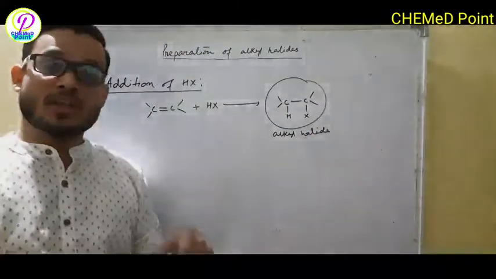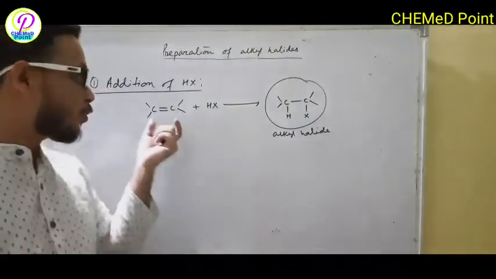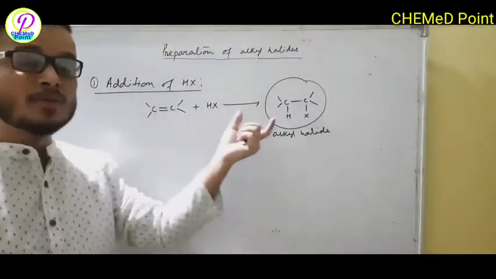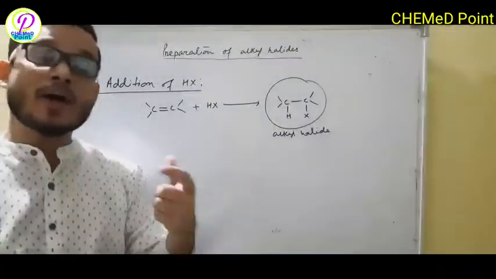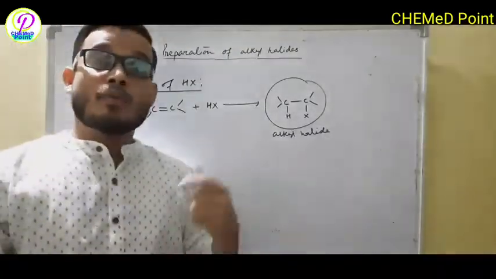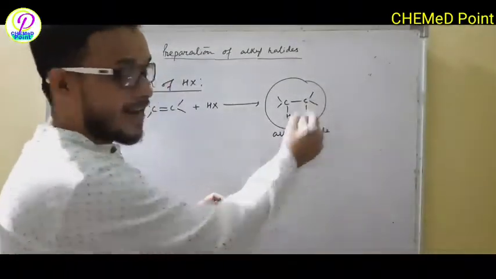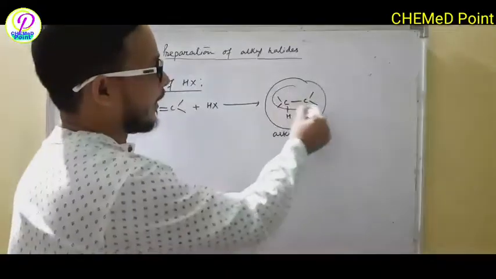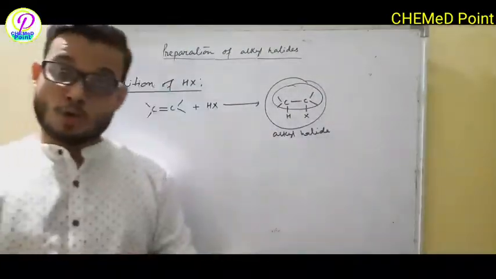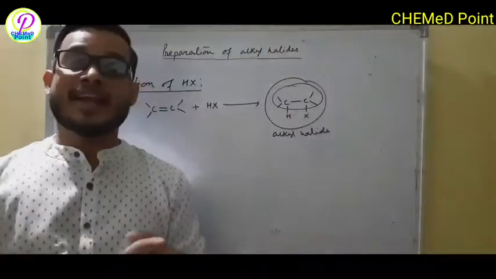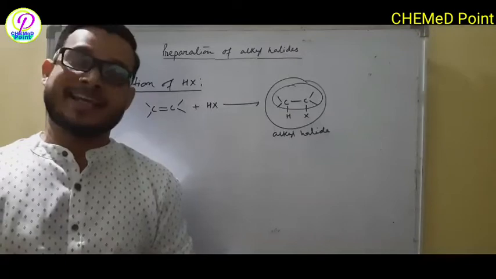So from this reaction we can say that the addition of hydrogen halide to the alkene molecule gives us monohalo compounds, that is monohaloalkanes. Why is this a monohaloalkane? Because one halogen atom is attached to the carbon of the alkyl group. That's why it is a monohalo compound. So by addition of hydrogen halide to the alkene molecule, we will get monohaloalkane.